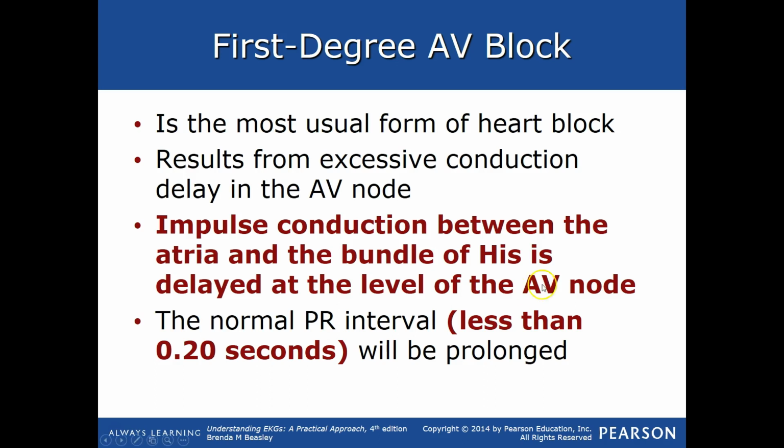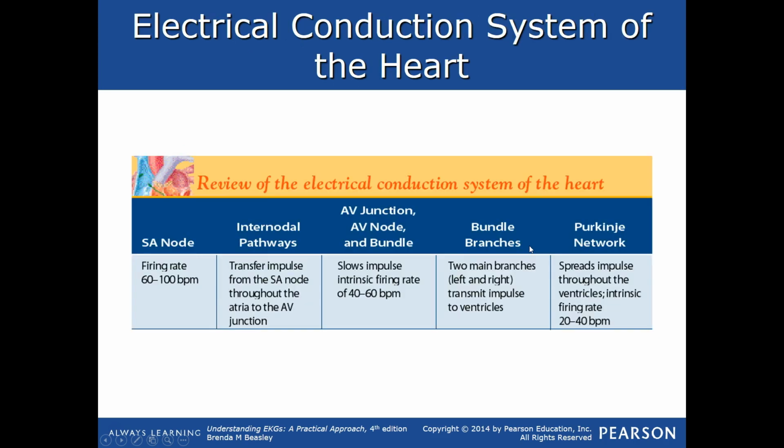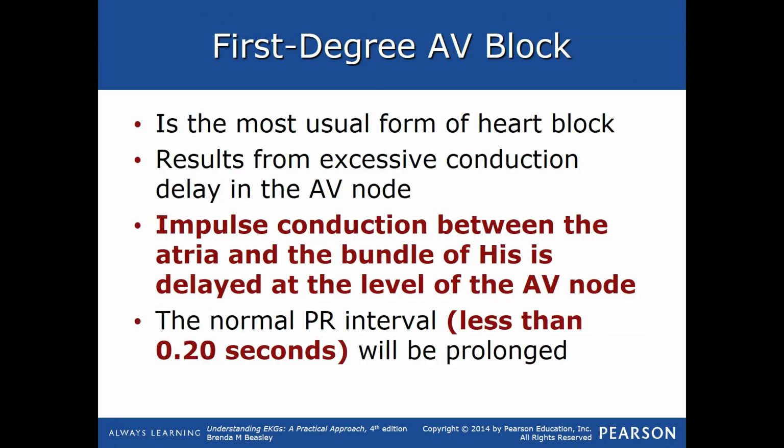And what it does, as you can see here, is result from excessive conduction delay in the AV node. Remember, when we talk about the AV node, you have a delay when it travels through here. Well, it's just a little bit longer of a delay than what's normal. So you get a normal PR interval that will be prolonged. Remember, our normal is 0.12 to 0.2 seconds, and it's actually going to be longer than that.